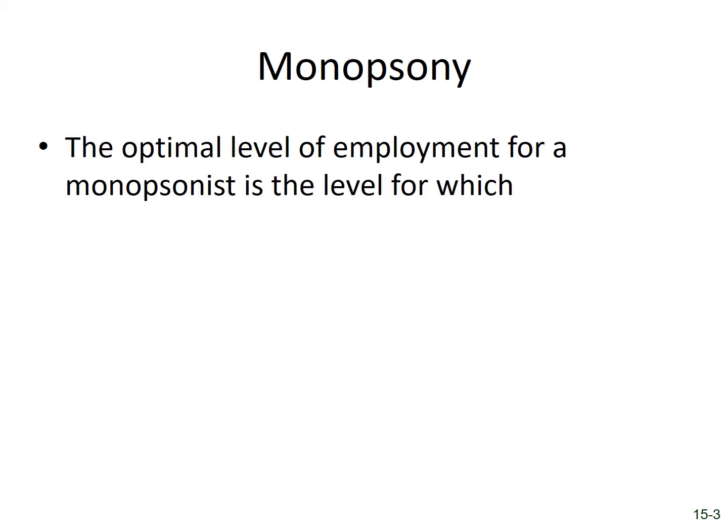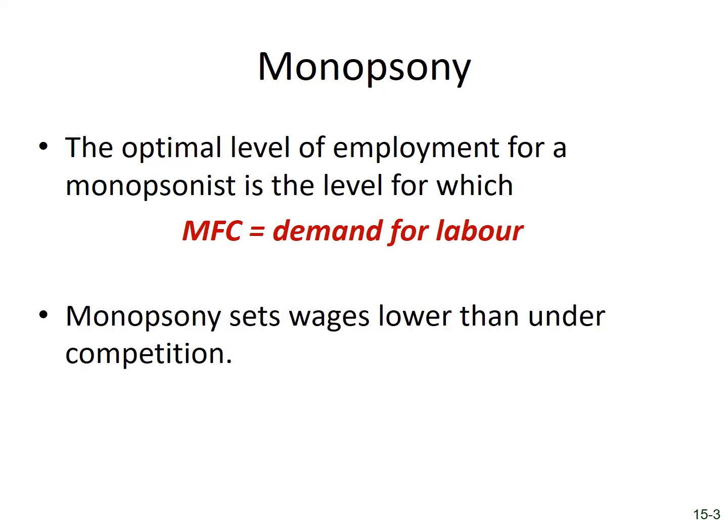The optimal level of employment for a monopsonist is the level for which the marginal factor cost is equal to the demand for labor. We're going to see that the monopsony sets wages that are lower than the wages that it would set under a competitive setting.